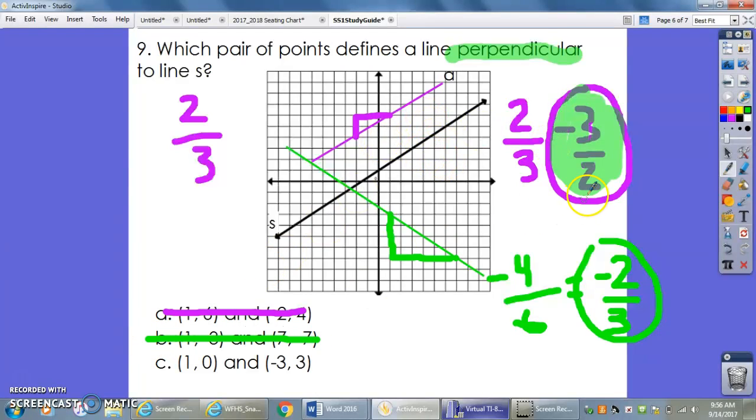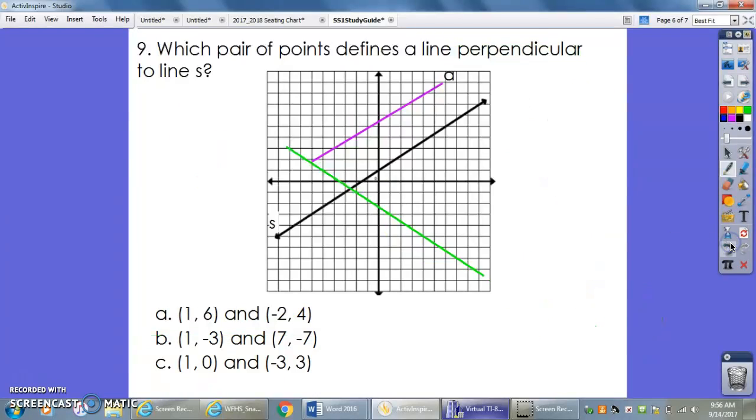Now the last one obviously is probably the right answer, but I'm just going to graph it so you can see. I'm going to graph 1, 0, and -3, -3. Okay, so we gotta fix this one.